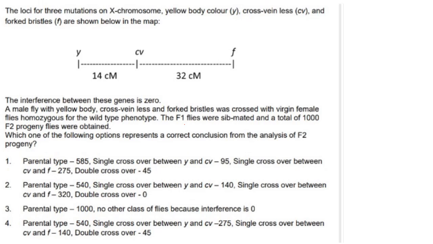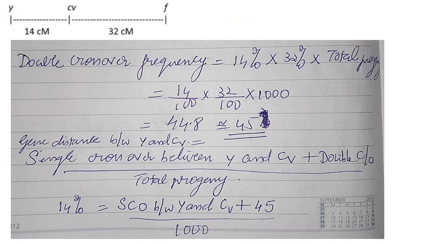Which one of the following options represents the F1 flies, a male fly, okay, we read that. The F1 flies were sib mated and a total of 1000 F2 progeny flies were obtained. Which one of the following options represents a correct conclusion from the analysis of F2 progeny? So you have to see how many parental types, how many single crossovers between Y and CV, single crossovers between CV and F, and double crossovers are found. So this is the distance between Y, CV and F.